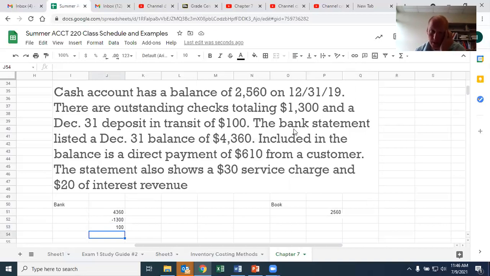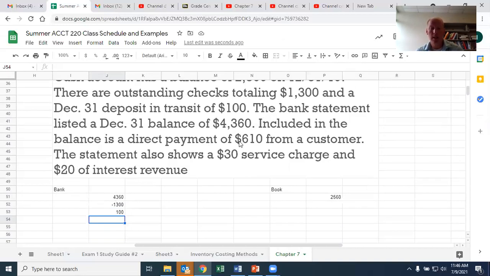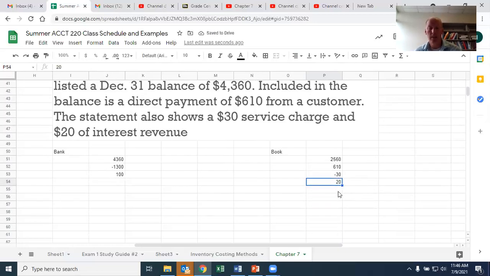Bank statement listed that included in the balance is a direct payment of $610 from a customer. Okay, so direct payment of $610 from the customer. The bank knows about that. We don't know about it yet, right? We need to increase our book balance. Statement also shows a $30 service charge. Okay, we didn't know about that. People nickel and diming us, right? No, but interest revenue of $20. So that's a good thing, right? We didn't know about that also, so we need to add that to our books.